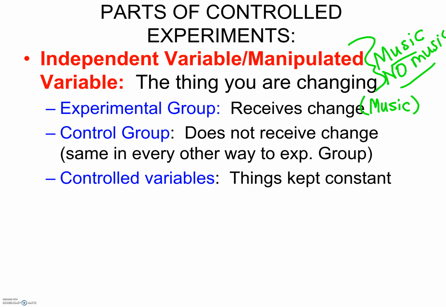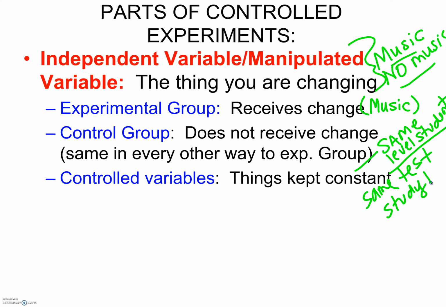And then our last one here, our controlled variables. These are going to be the things that we want to be the same. So we mentioned, for example, that one good thing we could do is we could have the same level of student. We also mentioned that the tests they take, they would all take the same test at the end. We mentioned study time, that we would want to make sure that they all study for similar amounts of time. So all of the things that we would want to be the same for everybody to make sure that it was indeed music versus no music that led to our change.